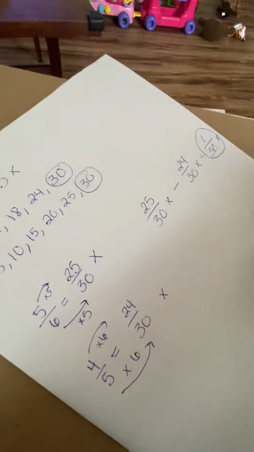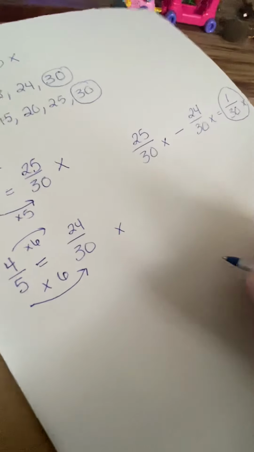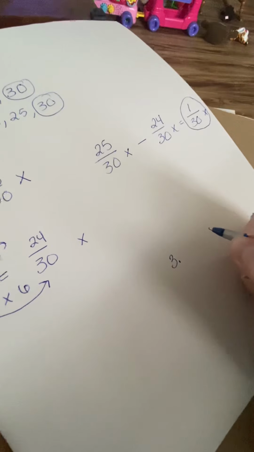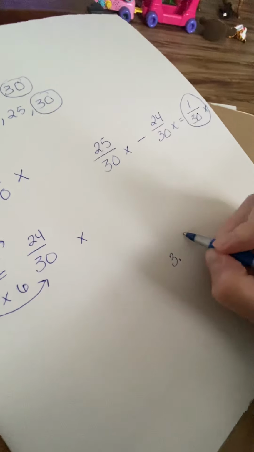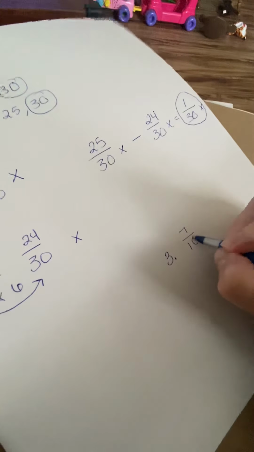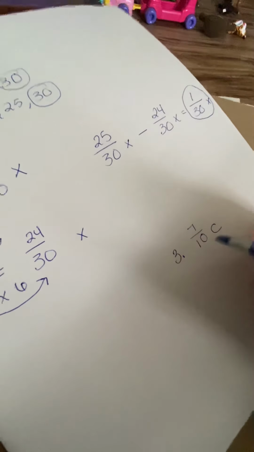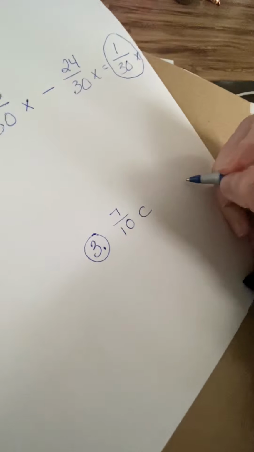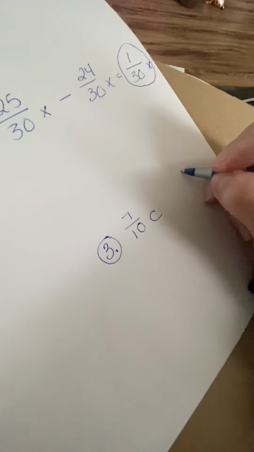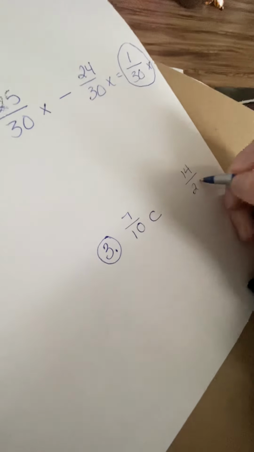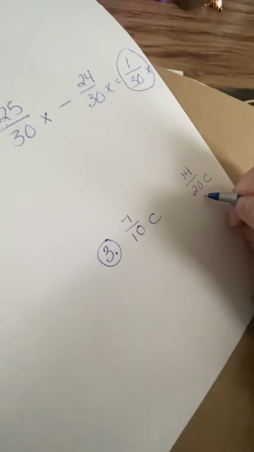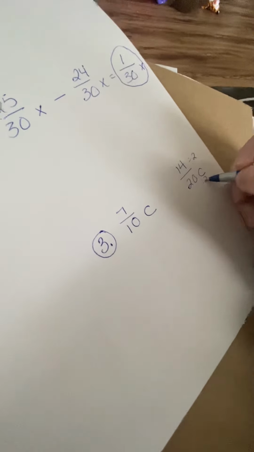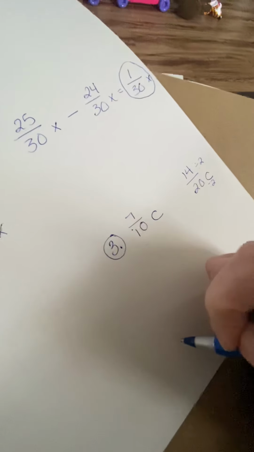I will just tell you the answer to number 3 was 7/10 c. Some of you might have gotten 14/20 c, but that just means that you didn't simplify. I can divide both of these by 2 to get 7/10.